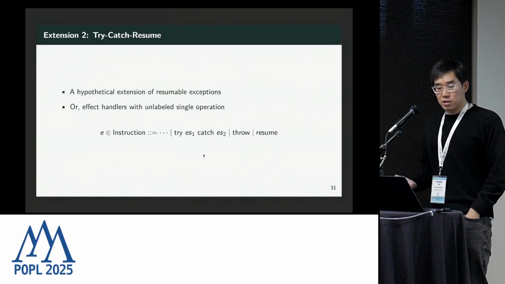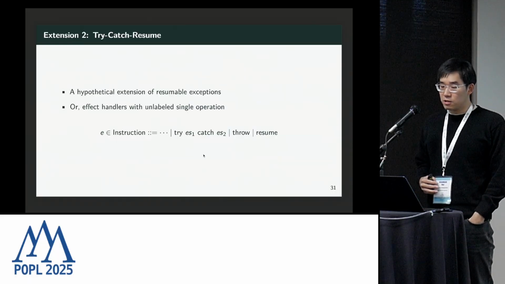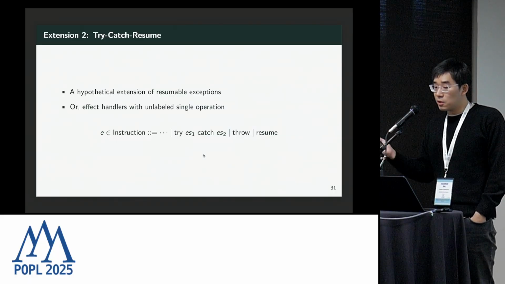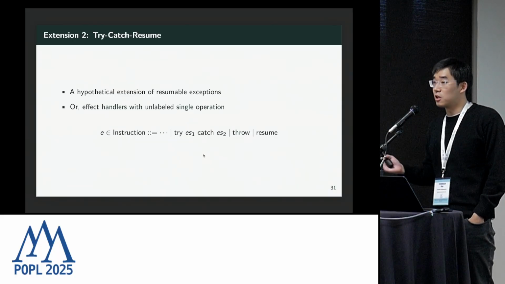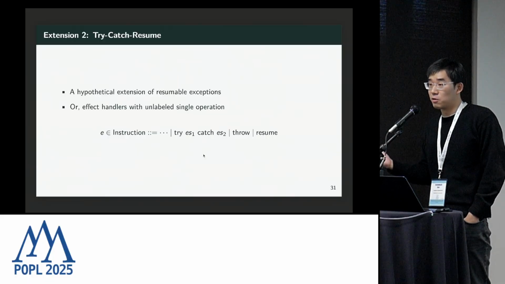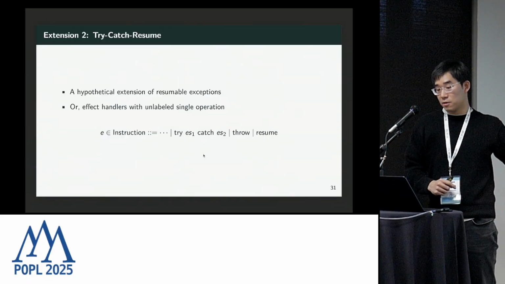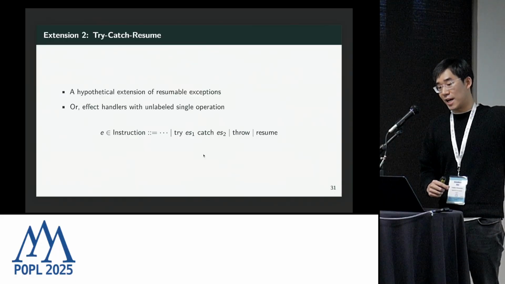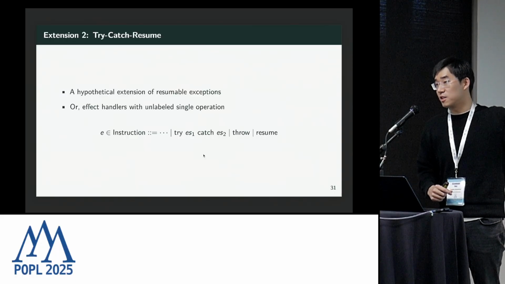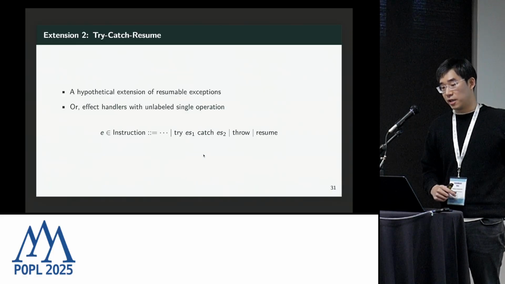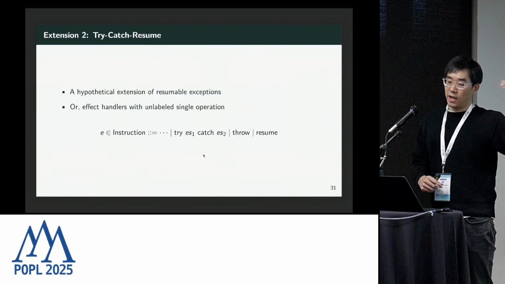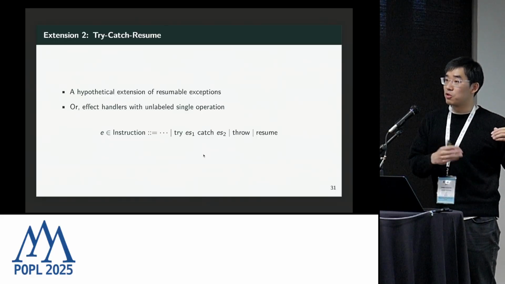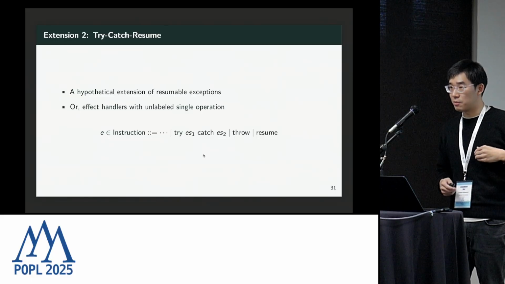Another extension I want to briefly talk about is a bit hypothetical: resumable exceptions, which you can also think of as effect handlers with just one unlabeled single operation. We extend the instructions with a try-catch block, where the try block is ES1 and there's a handler in ES2. Inside of ES1 we can throw an exception or perform an effect operation, and in the catch block we can resume back to the point where we threw this exception.